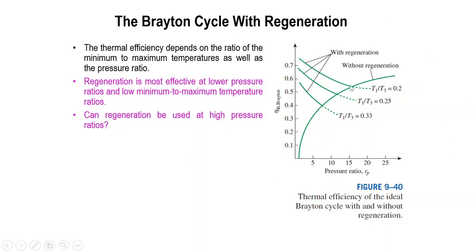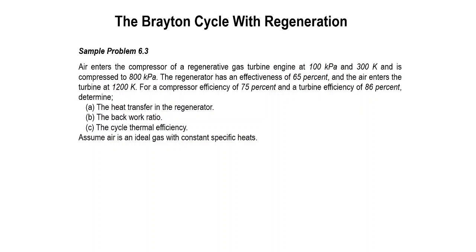So this is the efficiency for the Brayton cycle with regeneration and also without regeneration. We see that at lower pressure ratio, with regeneration we have a higher efficiency. At higher pressure ratio, they are nearly similar. Okay, sample problem 6.3.